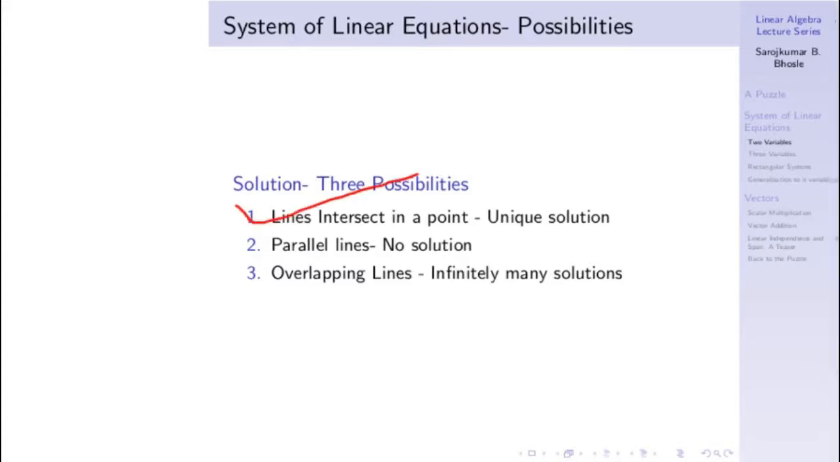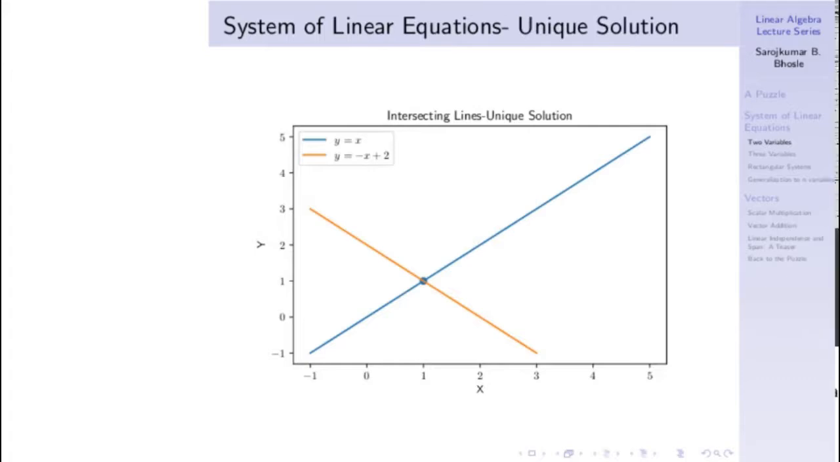Either the given lines intersect in a point, in that case we say that the solution is unique. The second possibility is that the lines are parallel and there is no solution, no intersection. And the third possibility is that the lines are overlapping, meaning that there are infinitely many solutions, or every point on the line is a solution.